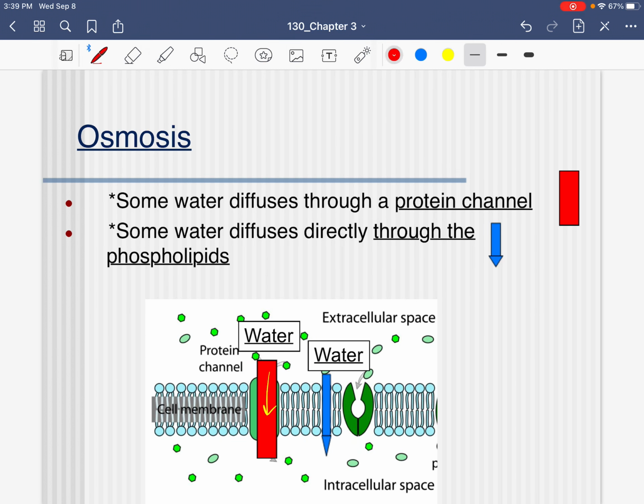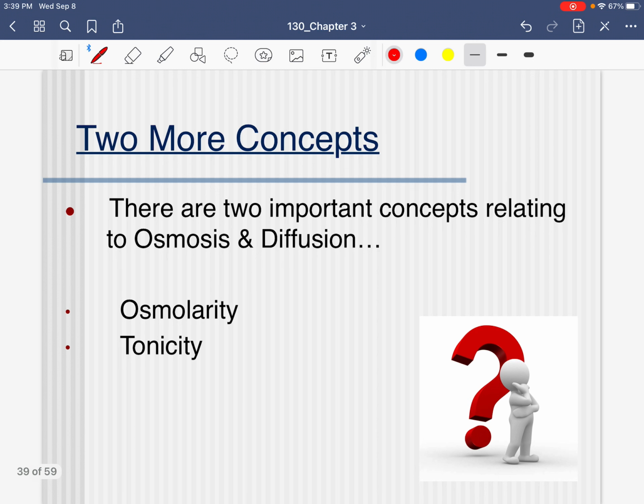All right, again, I'm just repeating myself. Some water moves through a protein channel. Other water can move right through the phospholipid bilayer.